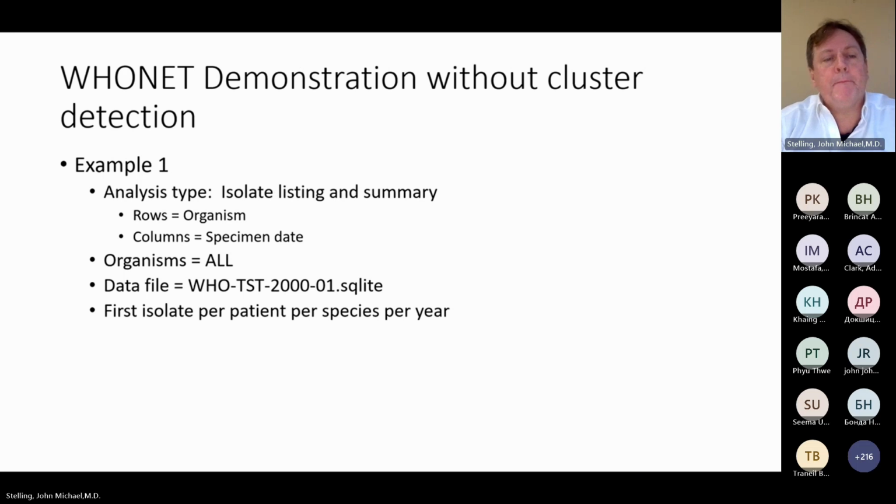Next slide. So in the first example, I will choose the isolate listing and summary, comparing the organism and the specimen date, using all organisms, using 1 month of sample data, and I will look at the first isolate per patient per species per year. The first time I do this, I will not look for clusters in a statistical way. So I will just simply do a normal WHONET analysis for organism by date.